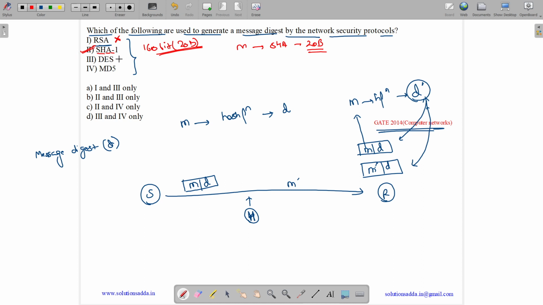What is DES? DES stands for data encryption standard. It is basically used for symmetric key encryption. So basically it is used for encryption and not hashing. So it is also false.